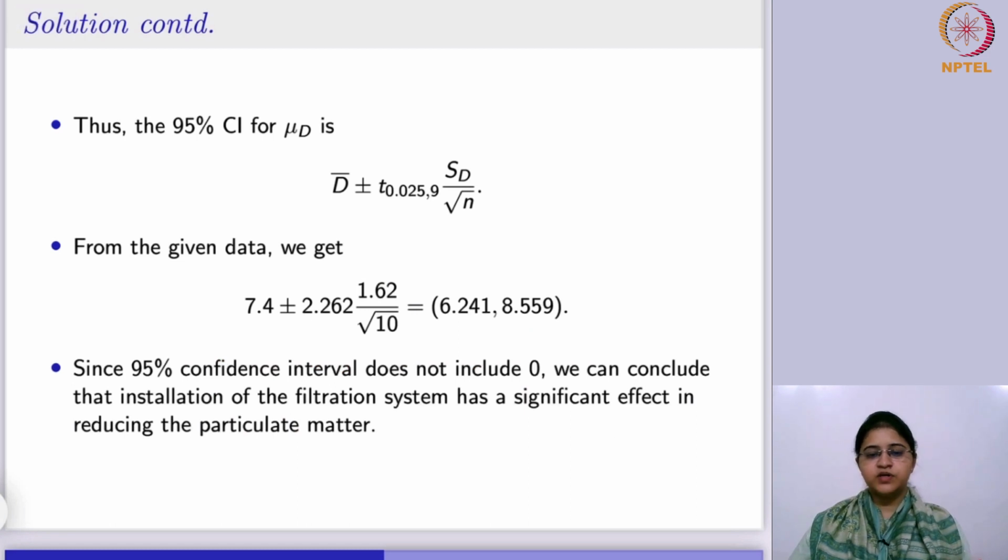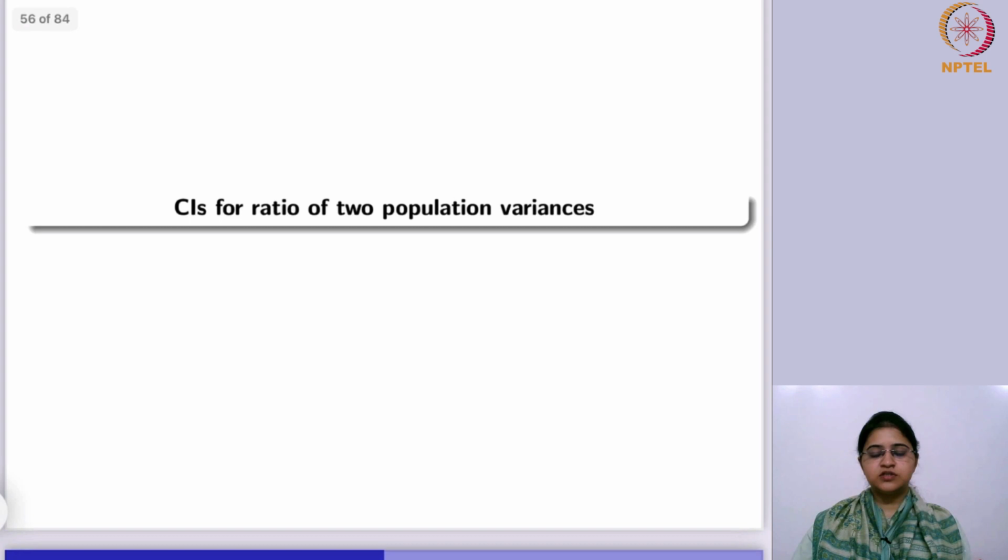Again, you can see from here that this does not include 0. We can conclude that the installation of the filtration system has a significant effect in reducing the particulate matter. Why? Because if mu d had been 0, it would mean that there is no difference before and after. Since it is not 0, it means that the new installation has a significant effect in reducing the particulate matter. So with this, we complete the confidence interval for the difference of the two population means.